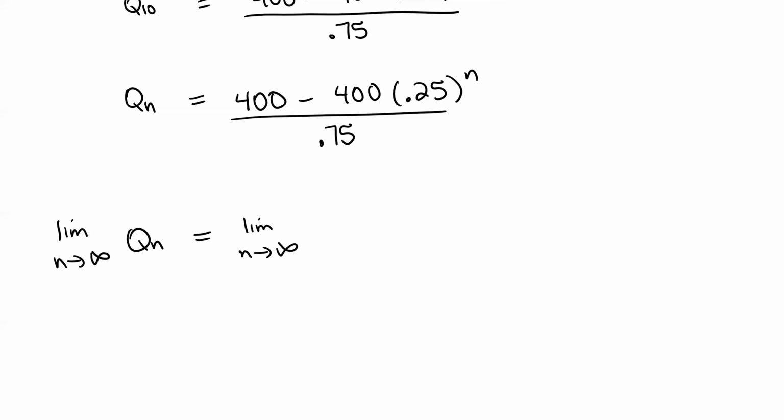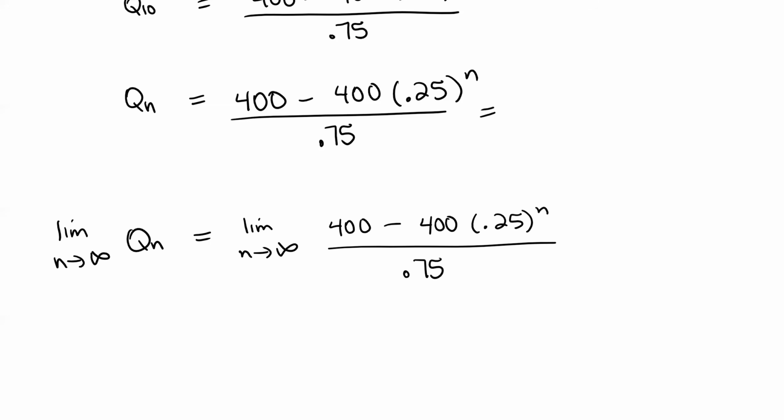Okay, so the limit as n goes to infinity of Qn, that's the limit as n goes to infinity of 400 minus 400 times 0.25 to the n over 0.75. Okay, and here, actually, let's simplify this a little bit more. We can see that we have 400 here and a 400 here. So let's go ahead and factor out that 400. So we'll have 400 times 1 minus 0.25 to the n over 0.75.